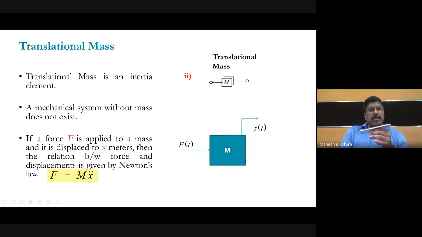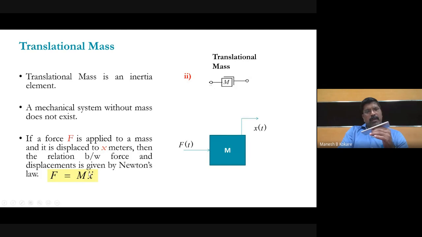And then acceleration is nothing but, see that x is the displacement. What is the velocity? The derivative of the displacement is the velocity, so dx by dt is the velocity. And what is the acceleration? Again, the derivative of velocity is the acceleration. So if you take the double derivative of displacement, you'll get the acceleration.